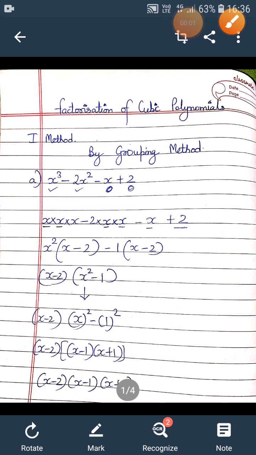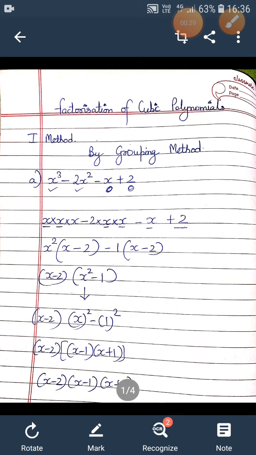Dear students, today we are going to study factorization of cubic polynomials. We already know how to factorize quadratic polynomials. They can be factorized by the method of splitting of middle term or by using an identity. But for factorization of cubic polynomials, we have to use some specific methods. These methods are grouping method and method of finding zeros.